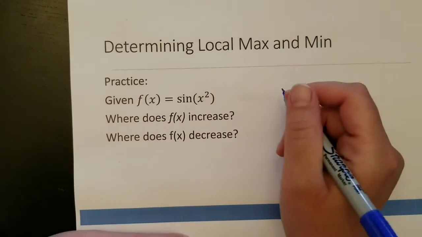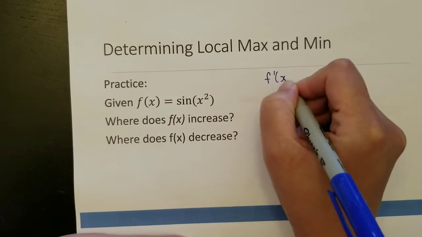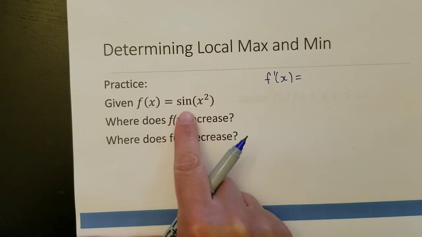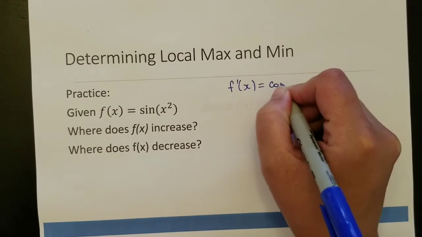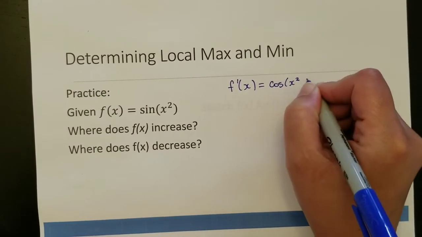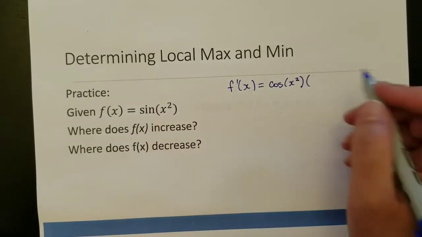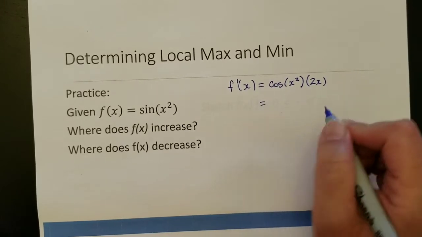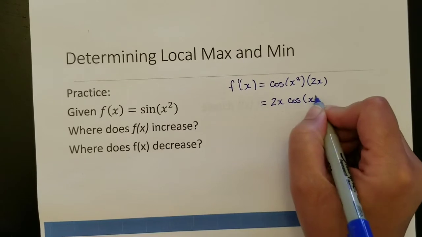So we need to find the first derivative. So f prime of x, we take the derivative of the outside function. Derivative of sine is cos. So I have cos of x squared, then times the derivative of the inside function, which is 2x. So simplifying this a little bit, we have 2x cos x squared.